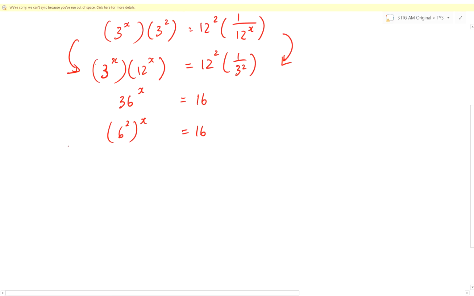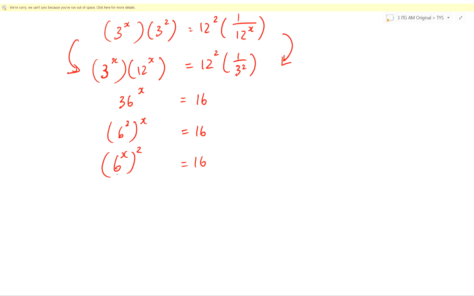Right, so now I only want 6 power x. But this is 6 square power x. You should recognize that this is the same as 6 power 2x, which can be written as 6 power x square. They mean the same thing. And this is 16. At this point in time, I only require 6 power x, but what I have is 6 power x square. So to get rid of the square, I need to square root both sides.